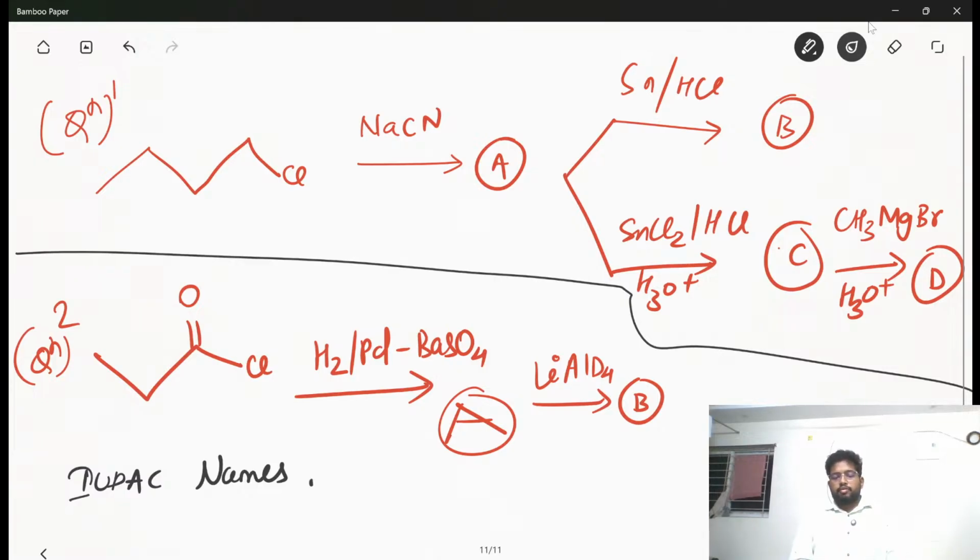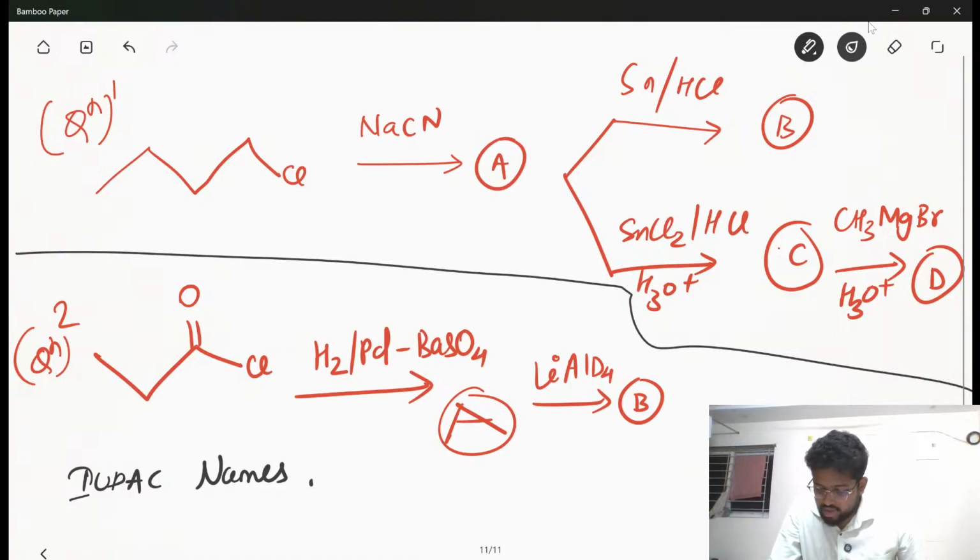So quickly solve up to this. We'll start DIBAL-H onwards tomorrow. More new reactions will be there. So just listen carefully. We will start from DIBAL-H onwards tomorrow. We'll complete all the other preparation methods of aldehydes and ketones. If you want me to tell the preparation of acids, now I will start the preparation of acids also.